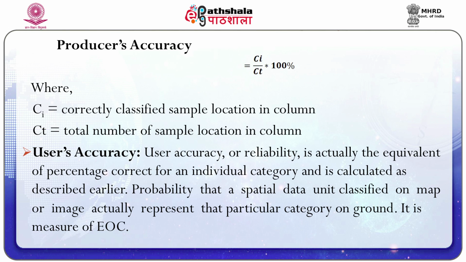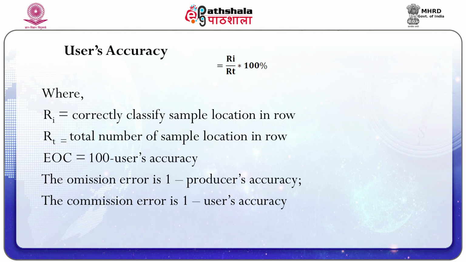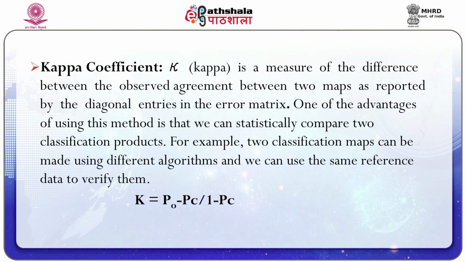Now we will discuss the user's accuracy. User accuracy or reliability is actually the equivalent of a percentage error of an individual category and is calculated as the probability that a spatial data unit classified on a map or image actually represents that particular category on the ground. It is a measure of error of commission, where Ri equates to correctly classified samples, Rt is the total number of sample locations, and error of commission is given by 100 minus user accuracy. The omission error is given by 1 minus the producer accuracy and the error of commission is given by 1 minus the user accuracy. Now we will discuss the Kappa coefficient.